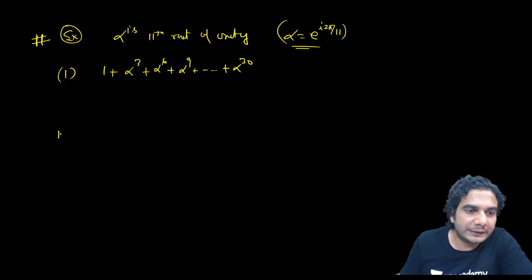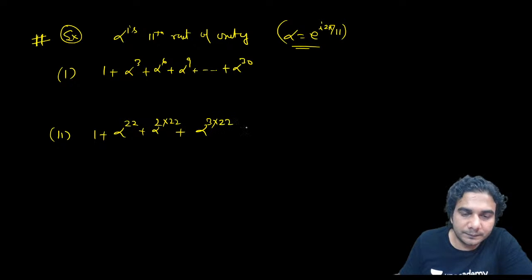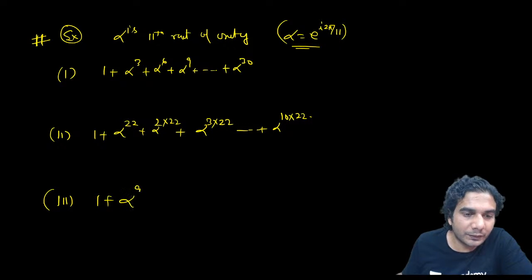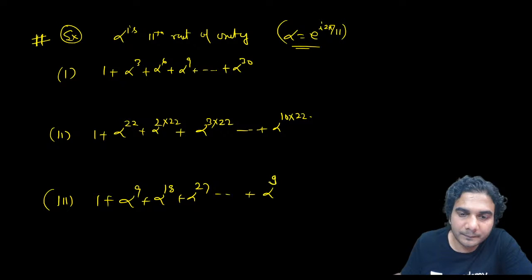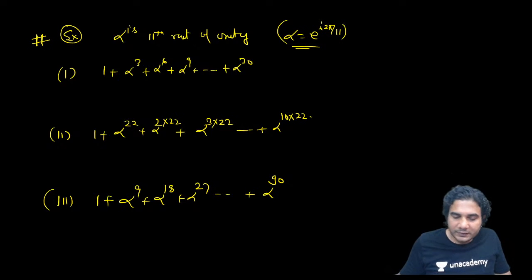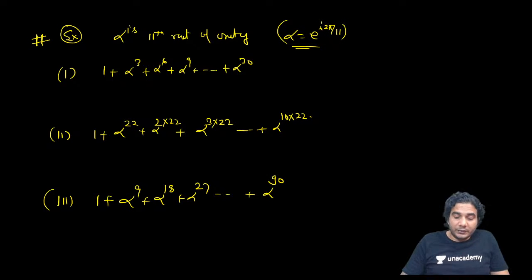Okay, find the value. Second, find the value of 1 plus alpha raised to 22 plus alpha raised to 2 into 22, then alpha raised to 3 into 22 and so on plus alpha raised to 10 into 22. This is the second sum. And third is 1 plus alpha raised to 9 plus alpha raised to 18 plus alpha raised to 27 and so on plus alpha raised to 90. Okay. So you need to find these values. Try to answer these questions. Then I'll discuss. First you try it for a minute.